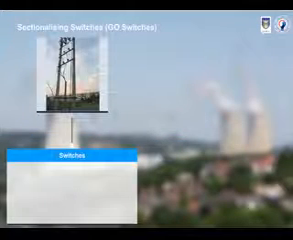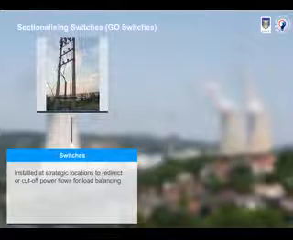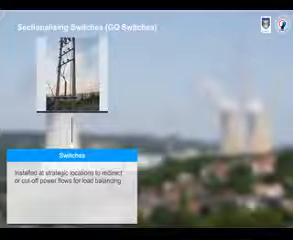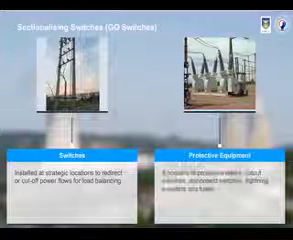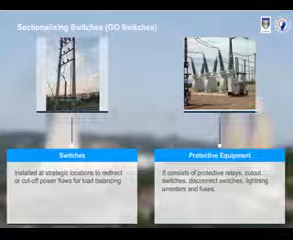Sectionalizing switches or GO switches are installed at strategic locations to redirect or cut off power flows for load balancing. Protective equipment consists of protective relays, cutout switches, disconnect switches, lightning arresters and fuses.